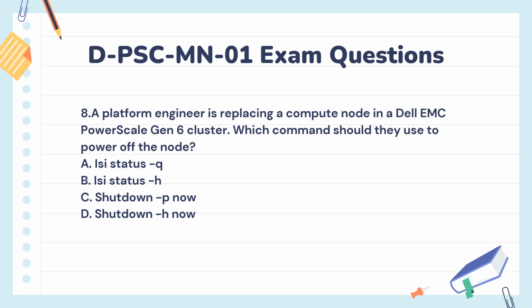A platform engineer is replacing a compute node in a Dell EMC PowerScale Gen 6 cluster. Which command should they use to power off the node? A. isi status -q. B. isi status -h. C. shutdown -p now. D. shutdown -h now.